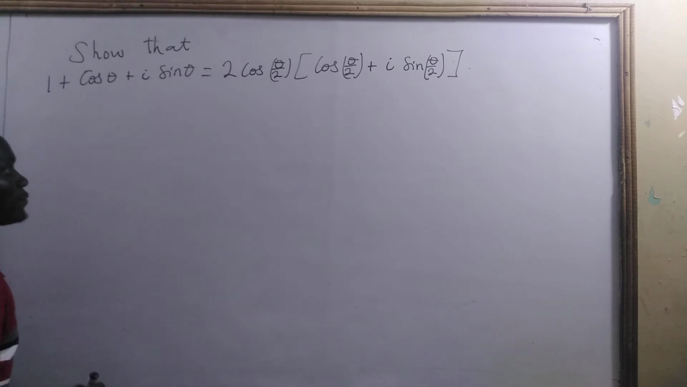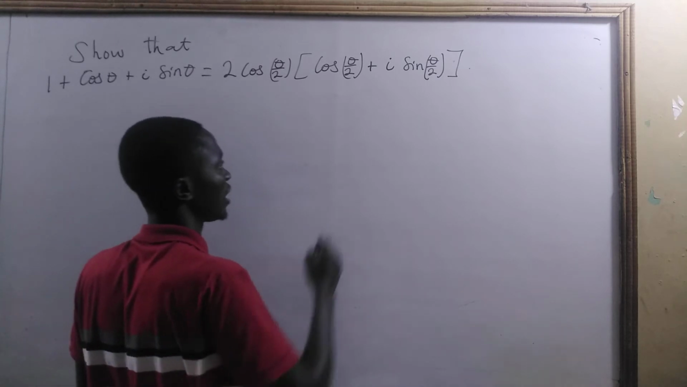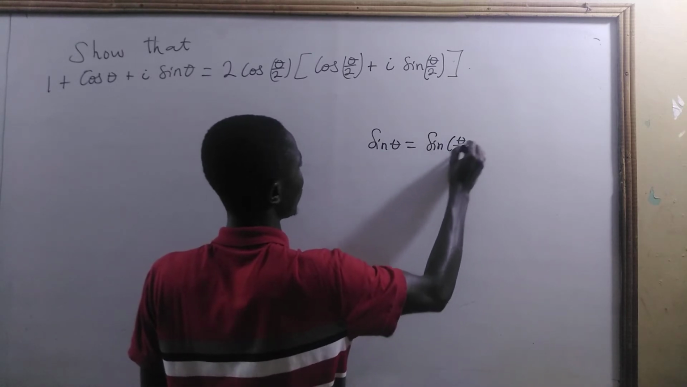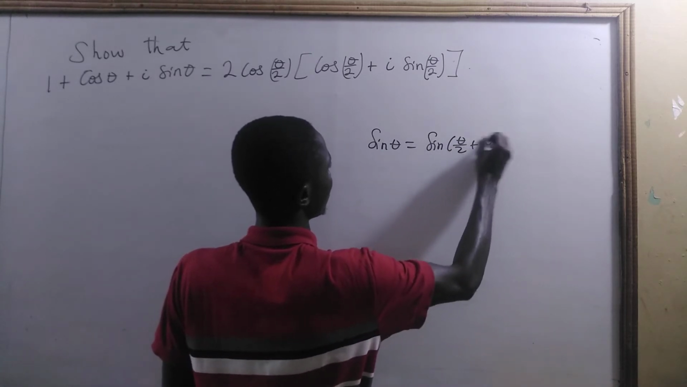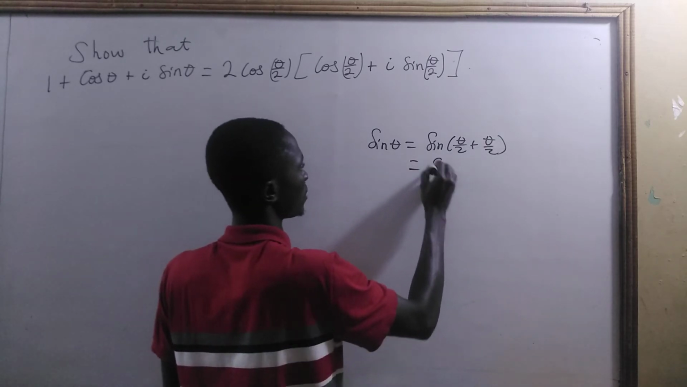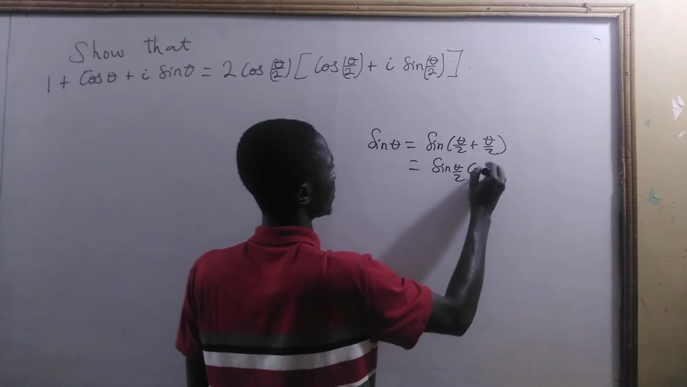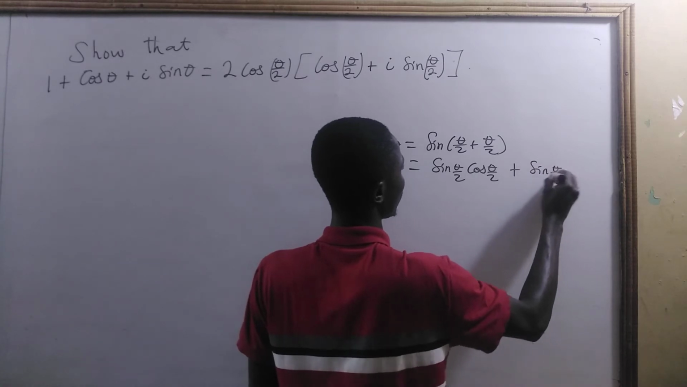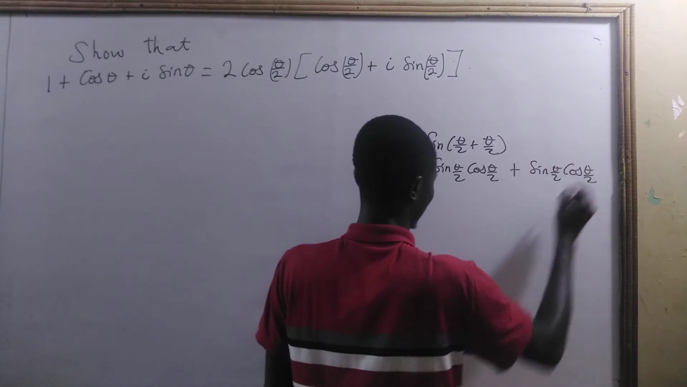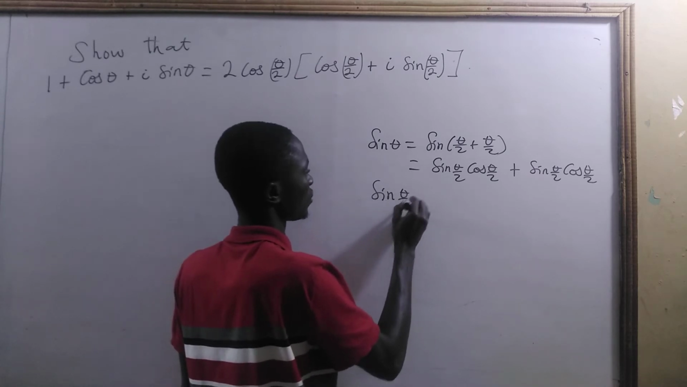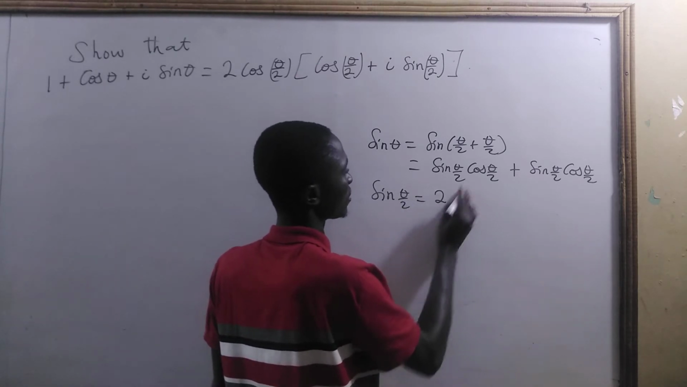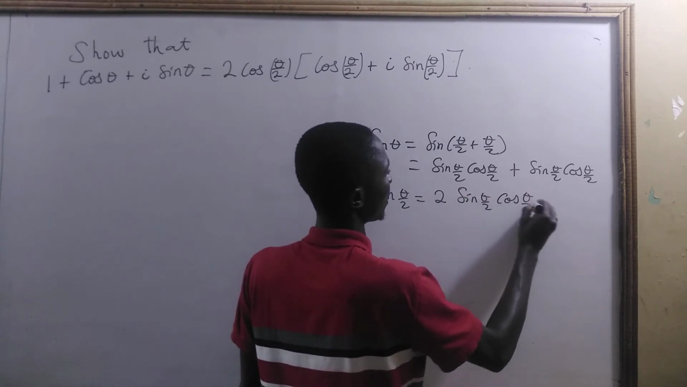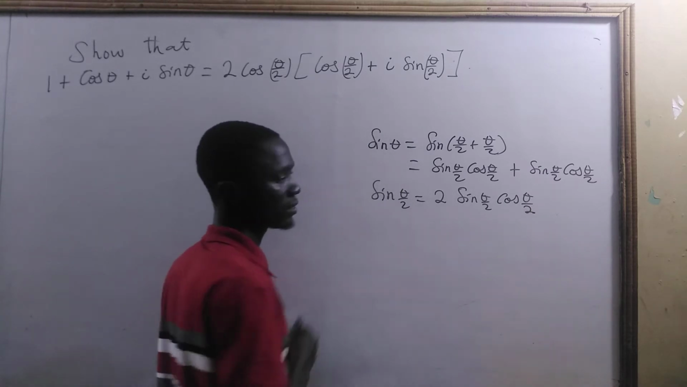Simple. From basic trigonometric identity, sine theta is equal to sine of theta on 2 plus theta on 2, which is equal to sine of theta on 2 times cosine of theta on 2 plus sine of theta on 2 times cosine of theta on 2. So we have sine theta is equal to 2 times sine of theta on 2 times cosine of theta on 2. So we have this identity there.